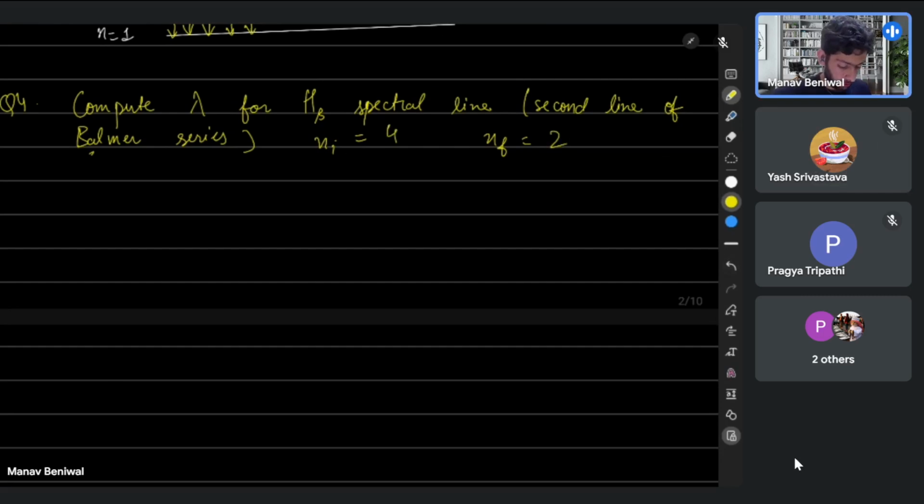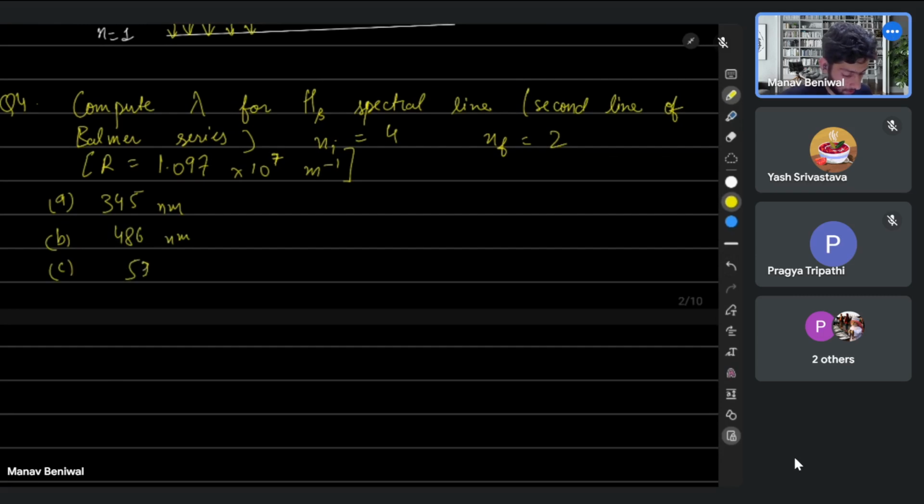And the Rydberg constant is given to us as 1.097 times 10 to the power 7 per meter. Okay, so let me give you options: 345, 486, 539, 602.